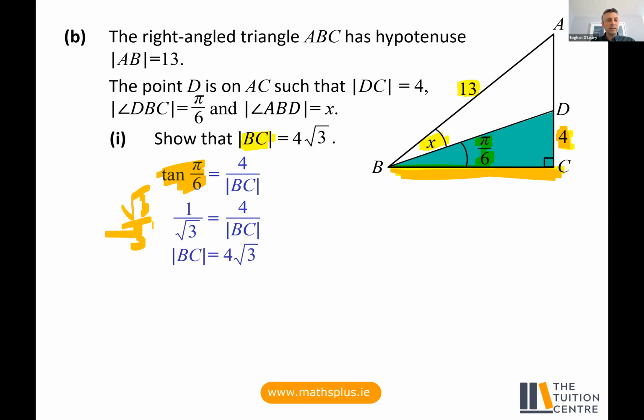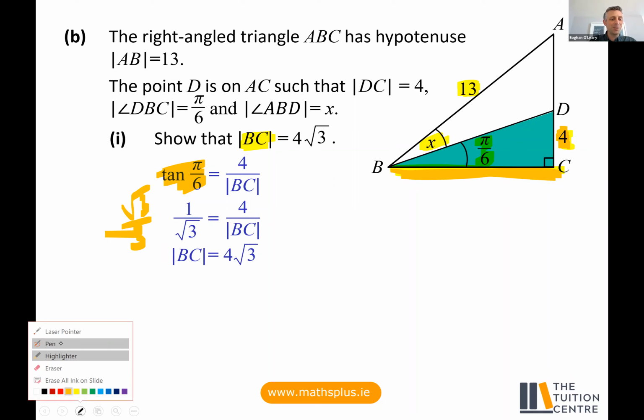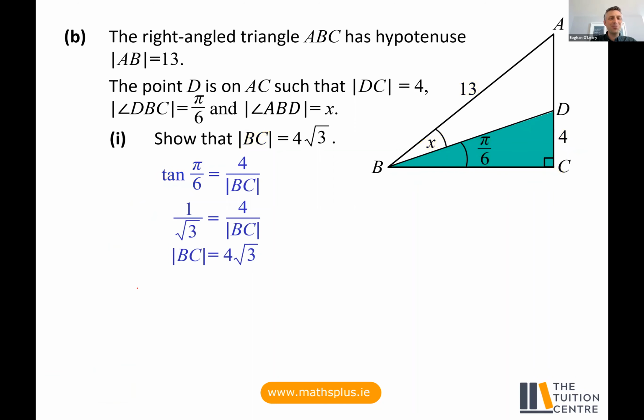And then I'm going to isolate BC, so I'm going to multiply both sides. I was going to say cross multiply, but just in case you don't like that term, I can multiply both sides by root 3 times the length of BC. Obviously, those will cancel down on the right-hand side, the root 3s will cancel down on the left-hand side, and you're left with BC is equal to 4 root 3. So that was 10 marks.